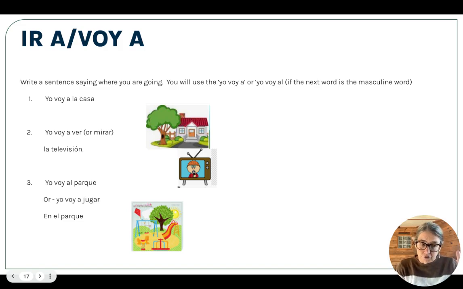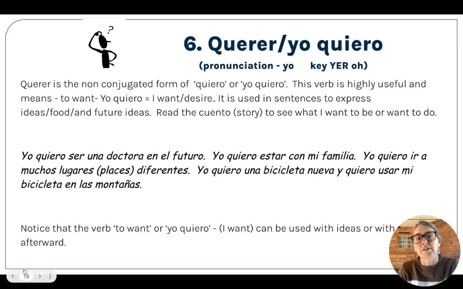So this is part 2 of our series. And next we're going to learn about querer and yo quiero. And please come and join me in that session.